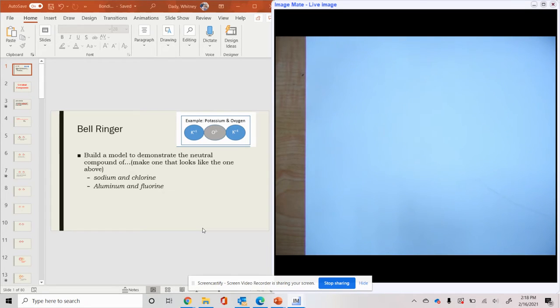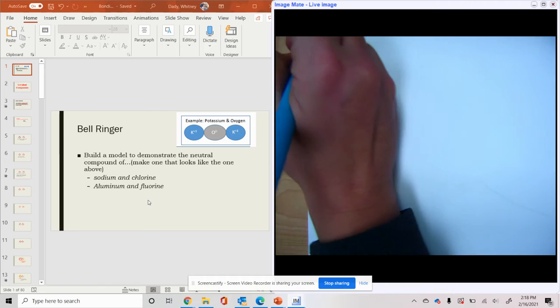So your question asks you to build a model to demonstrate the neutral compound. I want you to make it look like this one that's up here, these two things. And so the first thing you need to do is see, is it ionic or is it covalent, which we haven't talked about. So let's remember a couple of things. Ionic is between a metal and a non-metal.